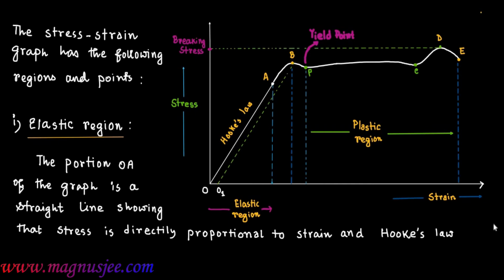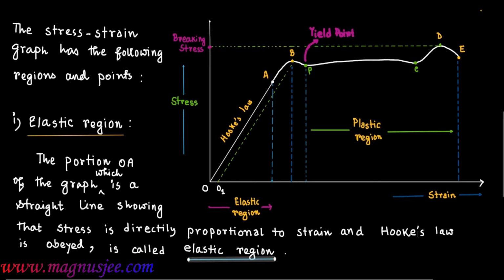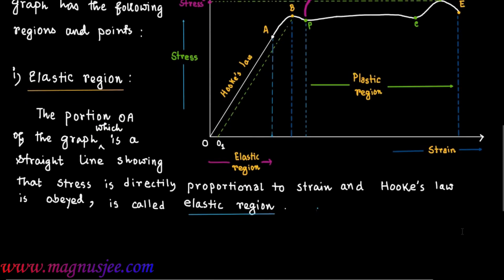Hooke's law is obeyed in this region. In this case, the portion OA of the graph, which is a straight line showing the stress is directly proportional to strain and Hooke's law is obeyed, is called the elastic region. That means the portion OA on the stress-strain graph is known as the elastic region.